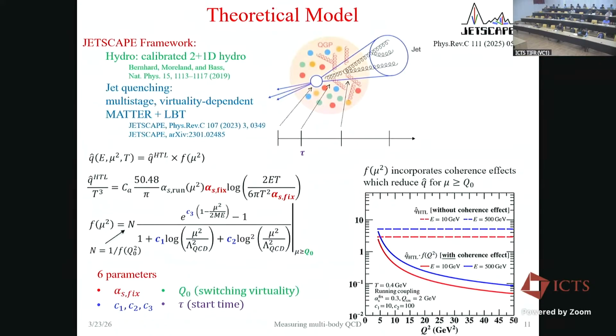So this is effective only above a certain virtuality. Once the virtuality gets sufficiently small, we just ignore it. That's a kind of a model built into the model. There were some numerical reasons for that.